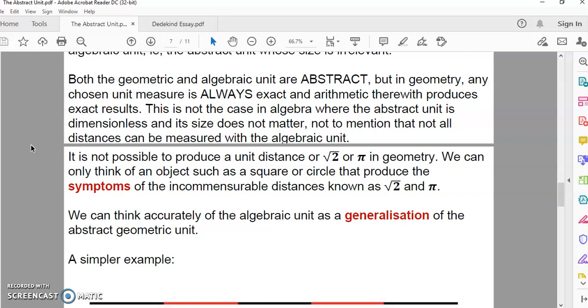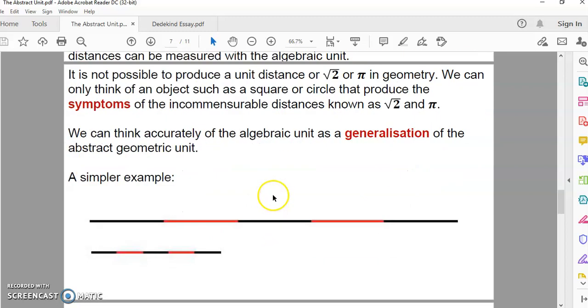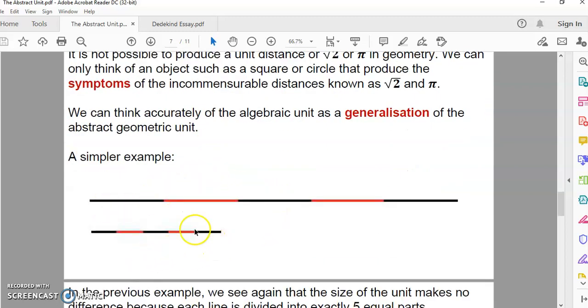There is no approximate measure as in square root 2 or pi in algebra, because what happens in algebra is that we have a generalization of the geometric unit. So let's look at a simpler example here. I've taken 2 lines and divided them into equal segments. Now in geometry, the measure of these lines is completely different. The top line here, the longer line, is evidently much longer than the shorter line, okay?